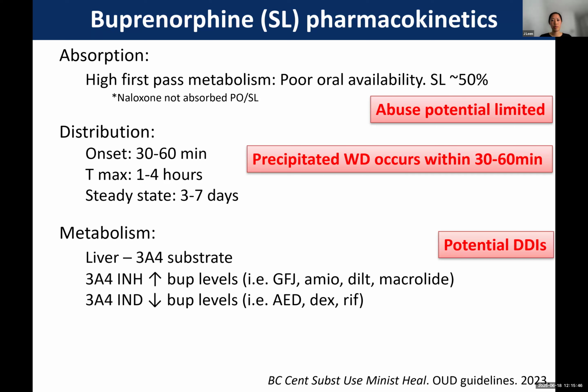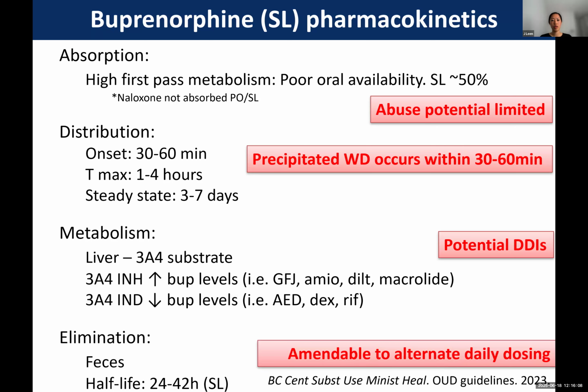It is subject to a number of drug-drug interactions as it is metabolized in the liver. It is a CYP3A4 substrate, so it is subject to 3A4 inhibition, which may increase buprenorphine levels, or to reduction in levels if there's concomitant use of a 3A4 inducer. Its elimination is through the feces, and it has quite a long half-life. So it is amenable to alternate day dosing, but we'll see later that there are other preparations that lend themselves better for those who may not be compliant.